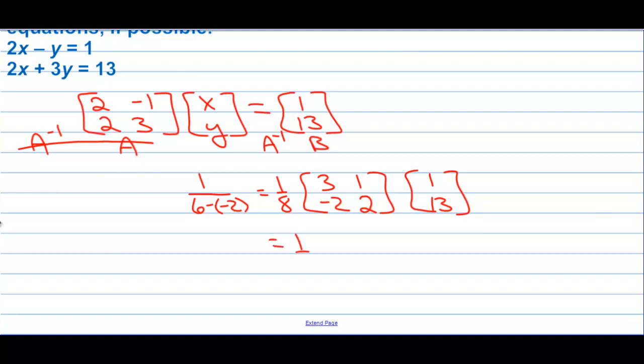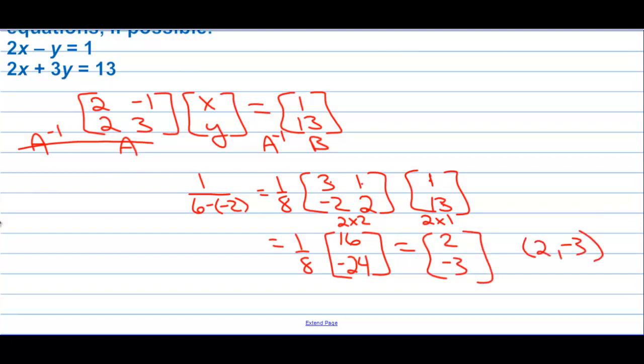Let's leave 1/8 till the last, and we have a 2 by 2 times a 2 by 1, so the result will be a 2 by 1. We have 3 plus 13, that's 16, and negative 2 plus 26 is negative 24. And then 1/8 of that would be 2 and negative 3. So the solution is 2, negative 3.